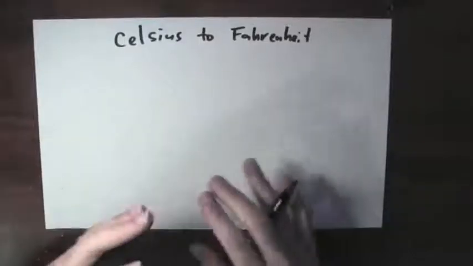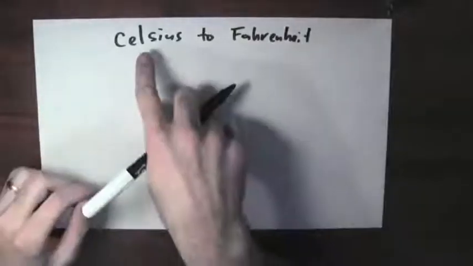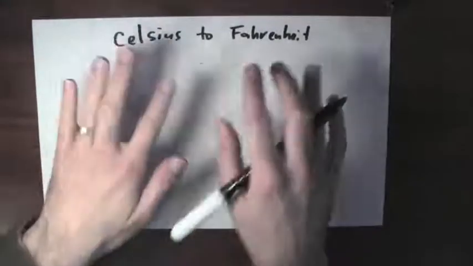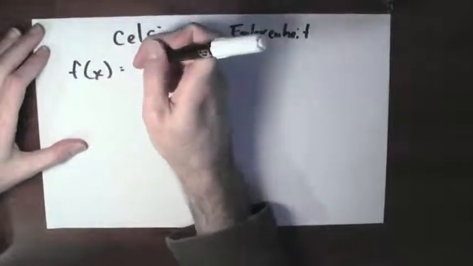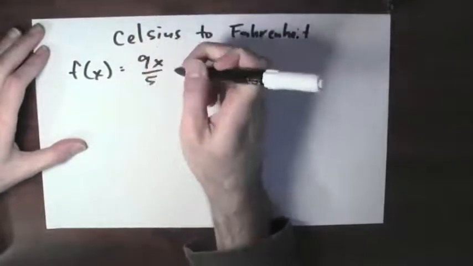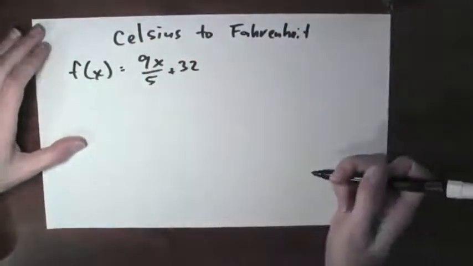A lot of the functions that we want to study are really functions that are somehow coming from the real world. So I want to see some real-world examples of functions right now. So here's one, unit conversion from Celsius to Fahrenheit. These are two different temperature scales. So the function, the f of x, is 9 times x over 5 plus 32.